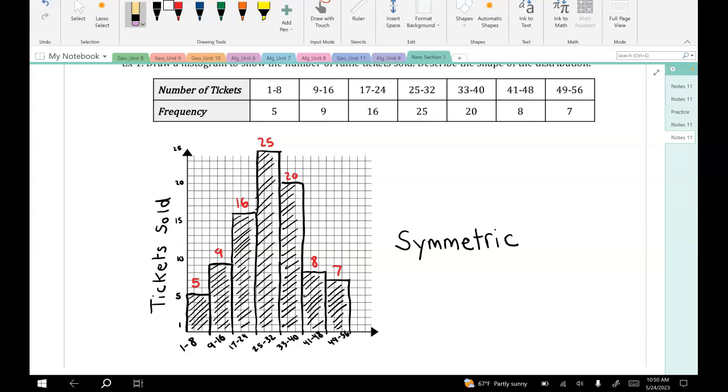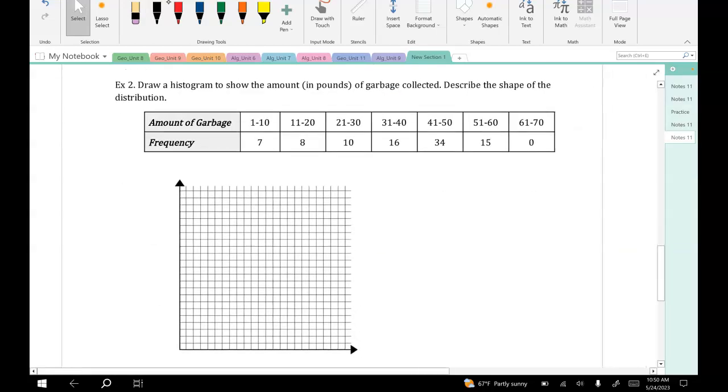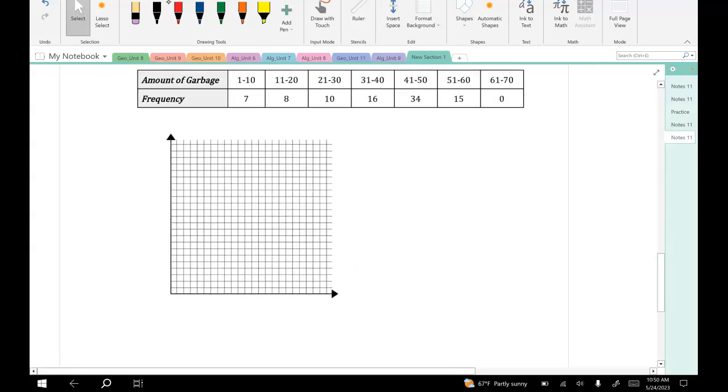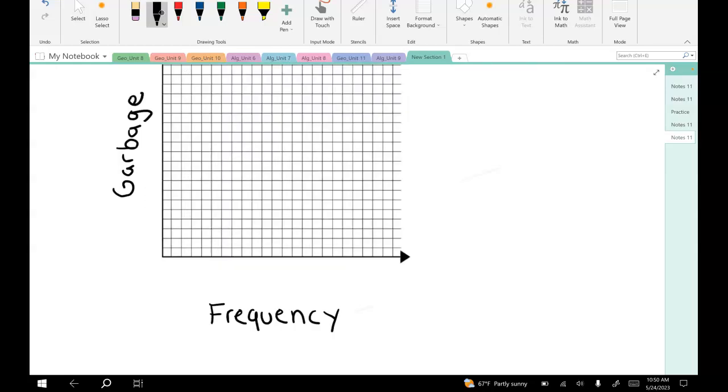All right, let's go to the back. So this is the amount of garbage collected in pounds. So again, if we were to label this, our x-axis is our frequency. Our y-axis would be our garbage. And since we have 7 bins again, it works if we just split it up into 3 boxes for each bin. So we can make sure that we're using our whole graph. It's not too narrow, easy to read.